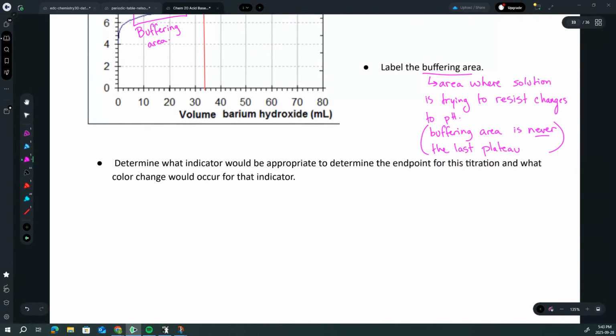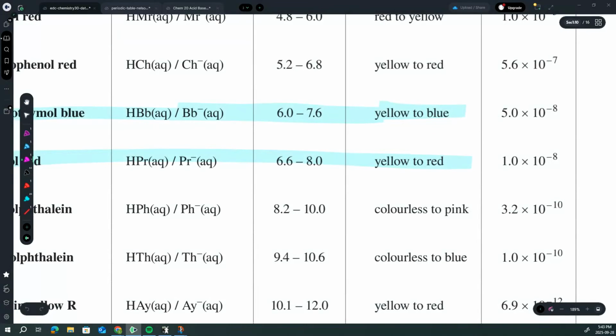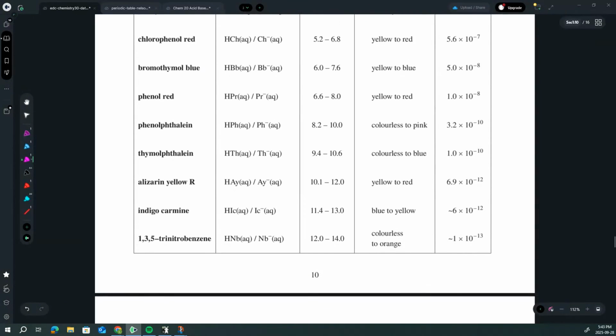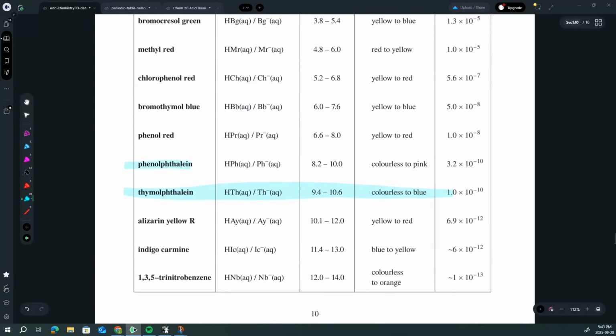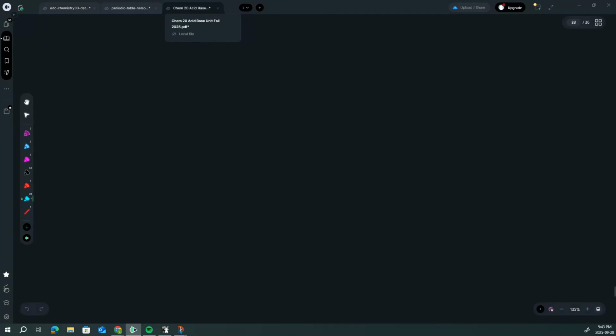So if we take a look here, let's get rid of that. So looks like we could use thymolphthalein because 10 is in the middle of it. And we can't use alizarin yellow R because 10 is not in the middle of its range. It's just outside of it. So we're also not going to use phenolphthalein, which is this one right here, because once again, 10 is at the end of the range. It's not in the middle. So our only choice is thymolphthalein. Okay, so its range is from 9.4 to 10.6. So let's just write that down.